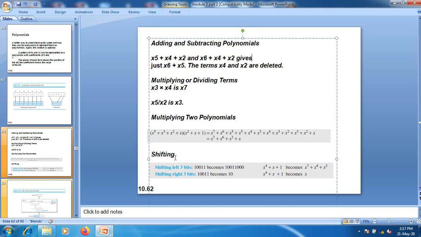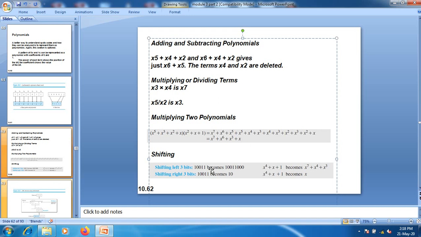When it comes to performing a division operation by a polynomial, we can easily accomplish this by using a shifting mechanism. That is the division operation we are performing, dividing one polynomial expression by another term here. Shifting to the left, for example, we have this particular data word 10011.